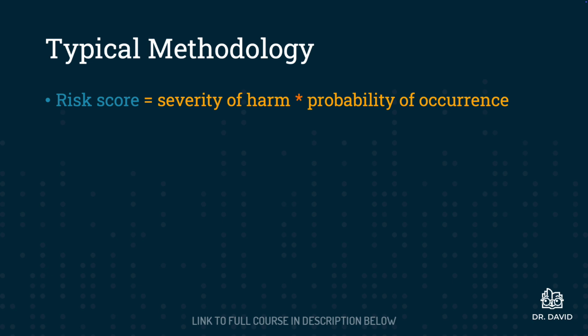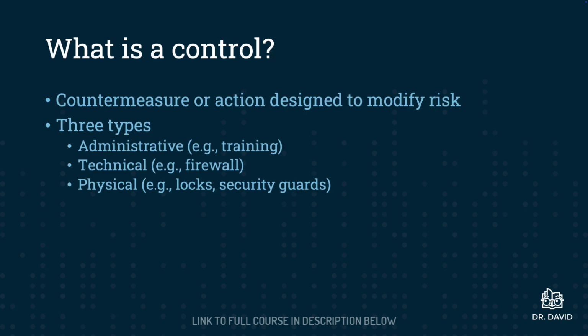And so using this formula, I want you to think about the probability of occurrence. If the severity of the harm is very high, but there is no chance that that harm will happen, then our variable for probability is 0, and anything times 0 is 0. So our risk score is 0. There is no risk.